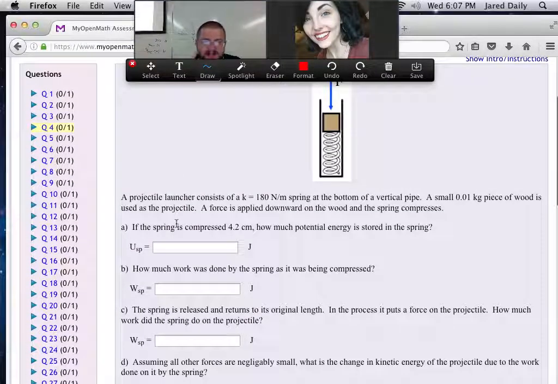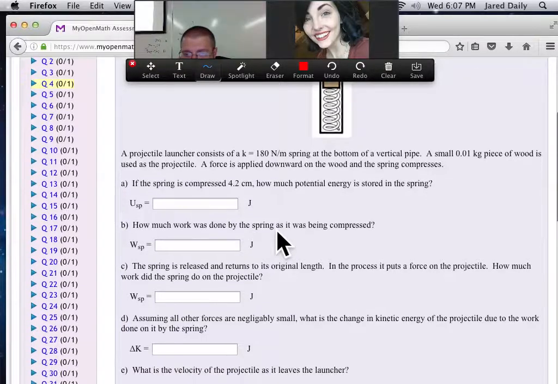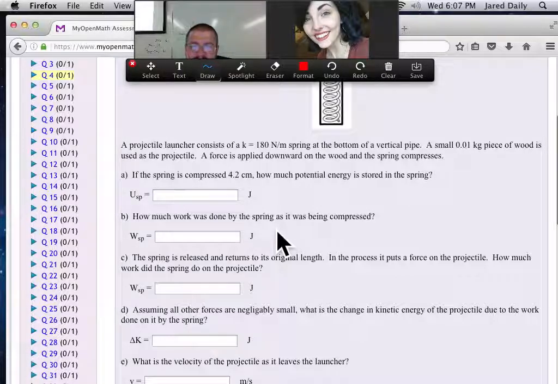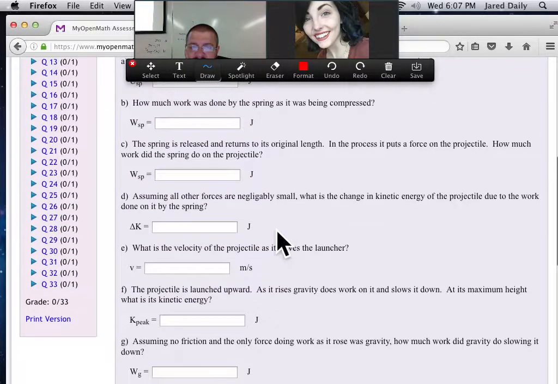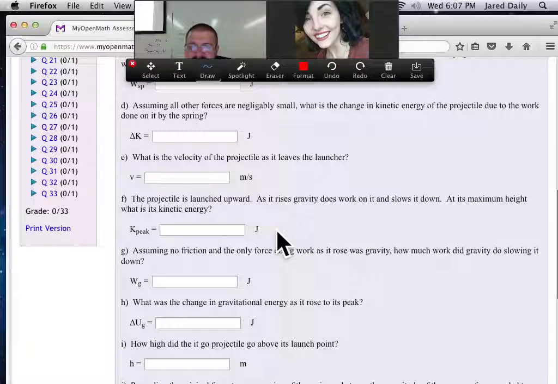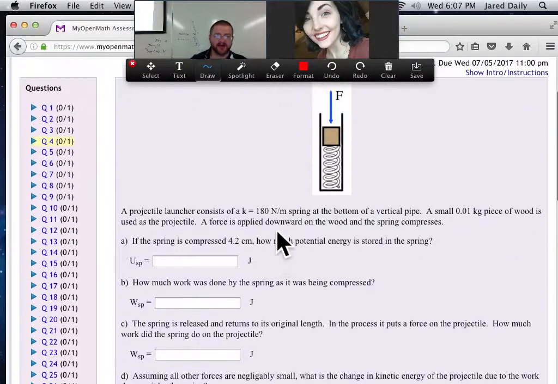Okay, so this one is the projectile launched by the spring at the bottom of a vertical pipe. The projectile is a piece of wood. The spring is compressed 4.2 centimeters. How much potential energy is stored in the spring? So this is all about spring potential energy and changing it to kinetic energy, right?